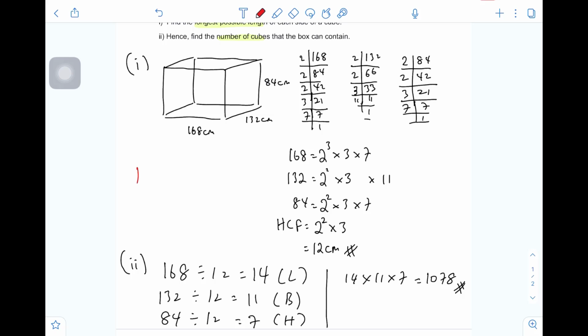168 length times breadth times height, and then you take this total volume and divide by the volume of each cube, which is 12 times 12 times 12. Okay, so let's see. 168 times 132 times 84. Oh, it's quite a big number. Divide by 12 times 12 times 12. At the end, you will still get 1078. Exactly the same answer.